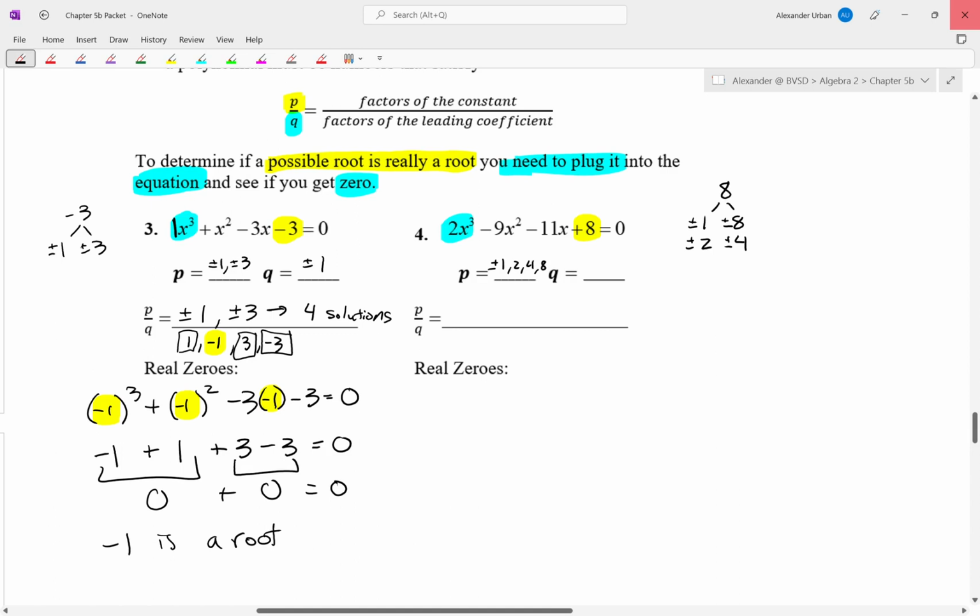We now need to look at the leading coefficient, which is 2. And there are only 2 factors of 2, or 2 multiples of 2, which are plus or minus 1 and plus or minus 2.